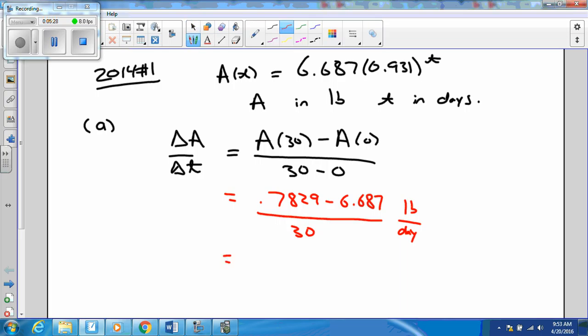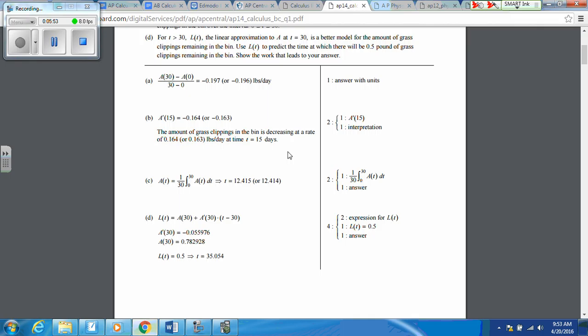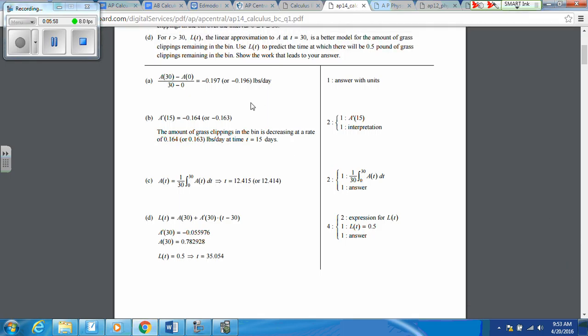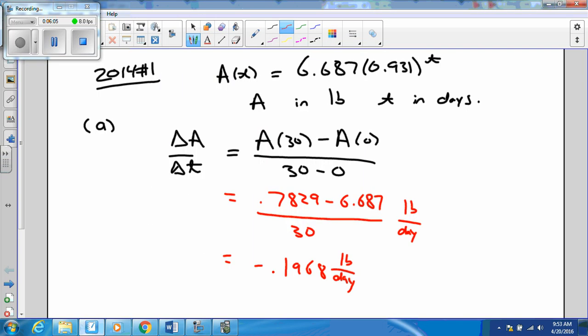If you choose to simplify this, then I got negative 0.1968, but there's a reason you might want to consider not simplifying this, and that is because of the potential for round-off errors. Here, according to the key, they accepted anything in the range of negative 0.197 to negative 0.196. So anything that's in between those two numbers, which includes, of course, negative 0.1968, would be accepted.